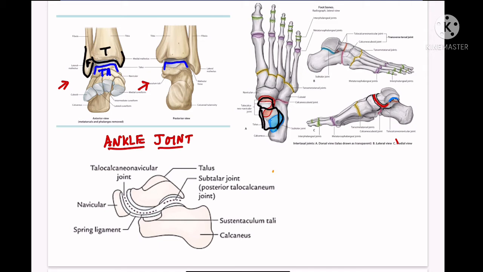Ankle joint is also known as talocrural joint. Okay. So once again, ankle joint is formed between the lower end of the tibia T, lower end of the fibula F, and the upper part of the body of talus. It is also known as talocrural joint. So this is the first joint.